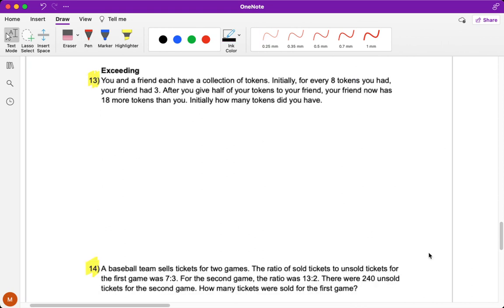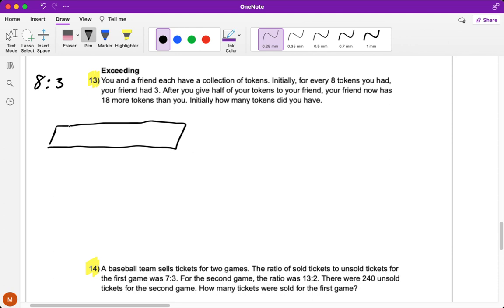All right, so for question number 13, exceeding, I do think the easiest way of doing this is through a tape diagram. So that's the way I'll show you. It says you and your friend each have a collection of tokens. Initially, for every 8 tokens you had, your friend had 3. So the ratio of you to your friend was 8 to 3. I'm going to go ahead and draw this out. 1, 2, 3, 4, 5, 6, 7. So there's 8 to 3. That's the original initial ratio.